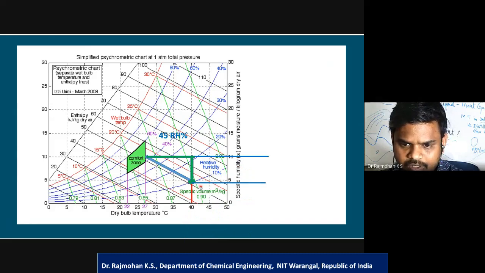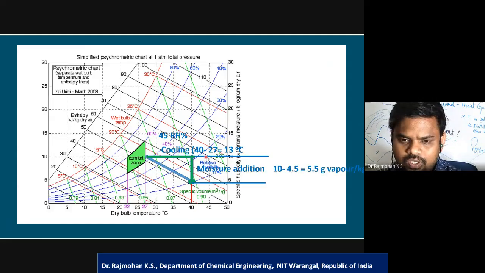So what is happening here is that we are increasing the humidity, so humidification is taking place, and then sensible cooling is taking place. That is, the temperature is reduced from 40 to the comfort zone temperature of around 27. So the temperature decrease is 40 minus 27, which is 13 degrees Celsius. And what is the moisture addition? If we consider it to be 10 and 4.5, we get 5.5 grams of vapor per kg.